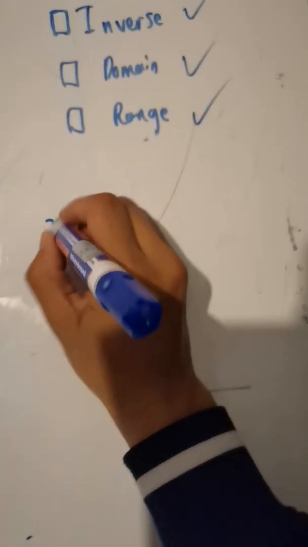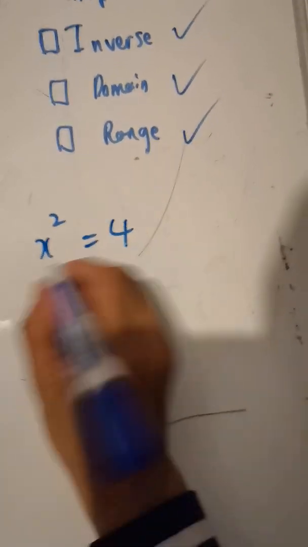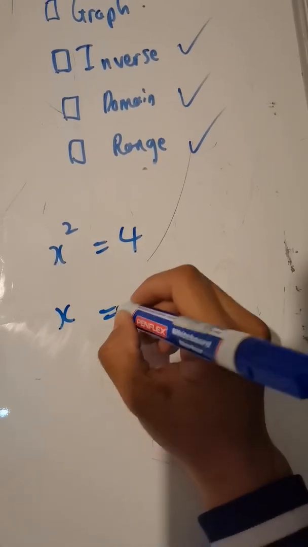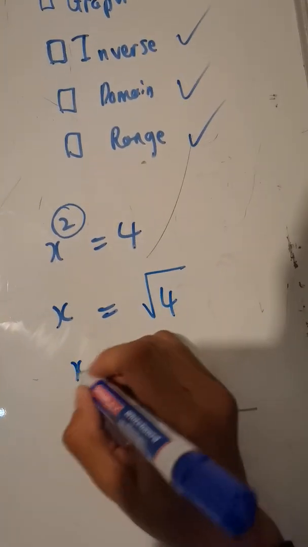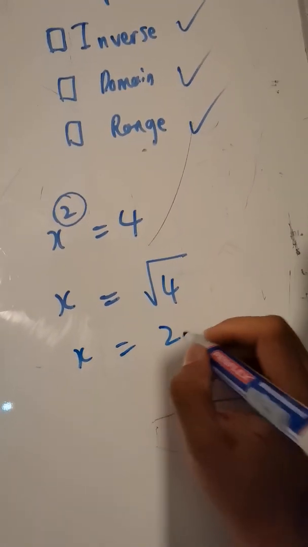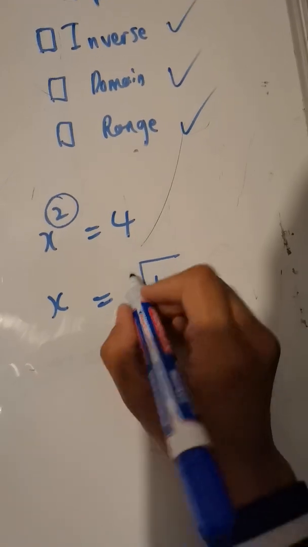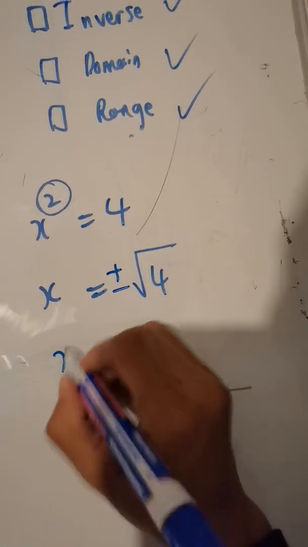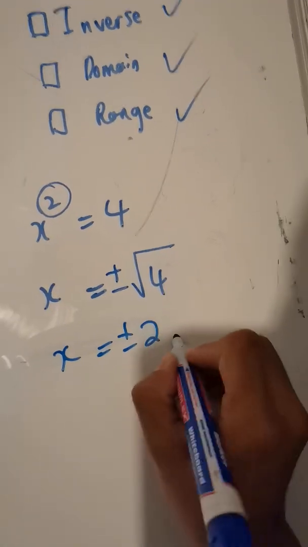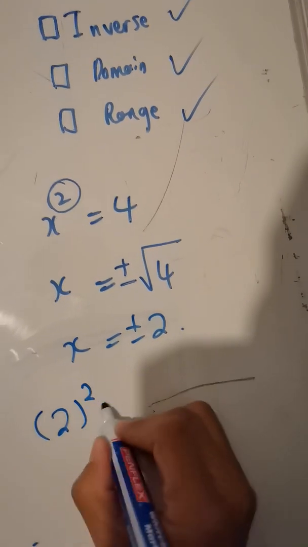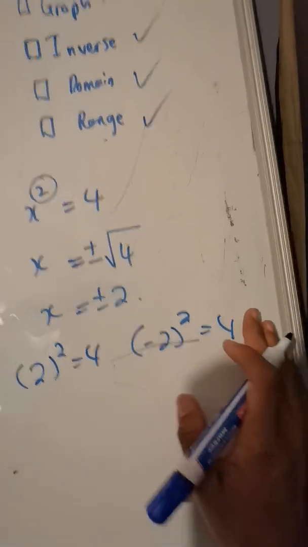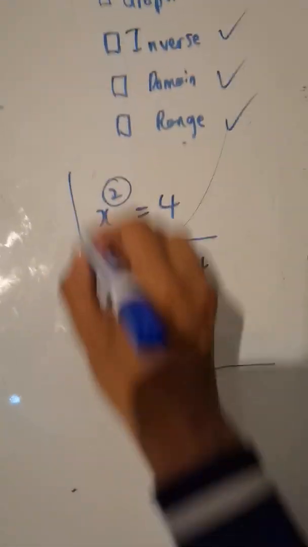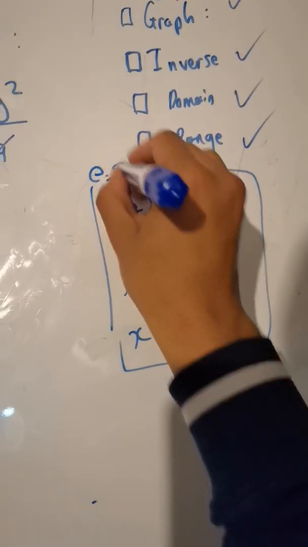Always remember, if you have x squared equal to 4 and you want to solve for x, if it is squared and you want to square root it, don't say x is the square root of 4 and x equal to 2. No. You must say x equal to the plus minus square root of 4, x equal to plus minus 2. Because 2 squared is equal to 4 and minus 2 squared is also equal to 4. Therefore, your answer is x equal to plus minus 2 in this example.